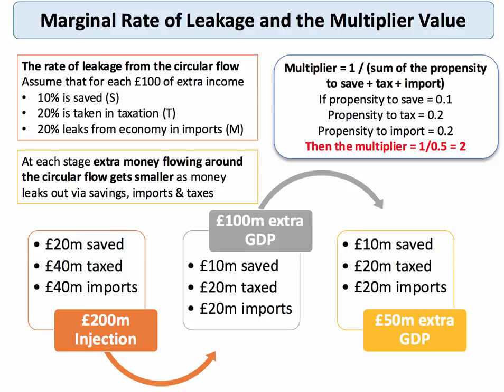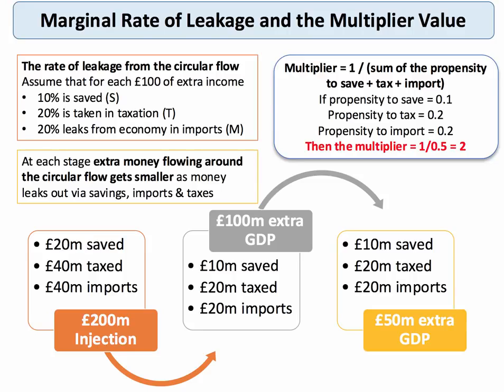Now, I hope you're with me on the maths here, but we started off with a £200 million injection. We've gone up to 300 million by adding an extra 100 million. We're up to 350 by adding an extra 50. Then we'll add 25, then we'll add 12, and what have you. It's obviously halving every time. If you add together the final increase in GDP, it's going to come to 400 million. Can you see that? And the reason is because the multiplier is 2.